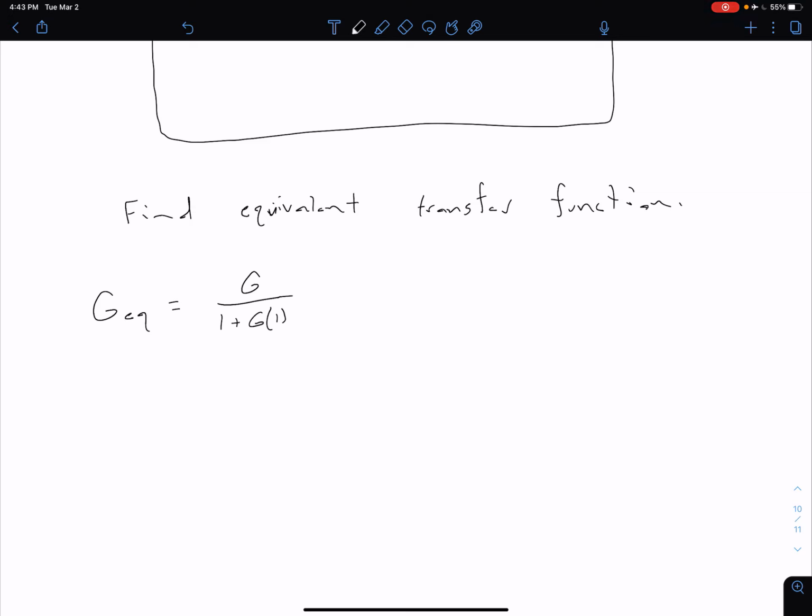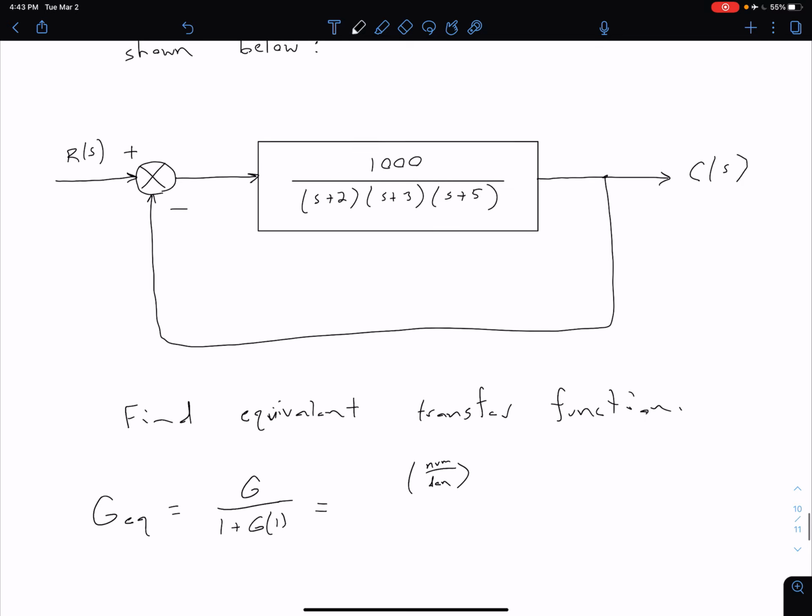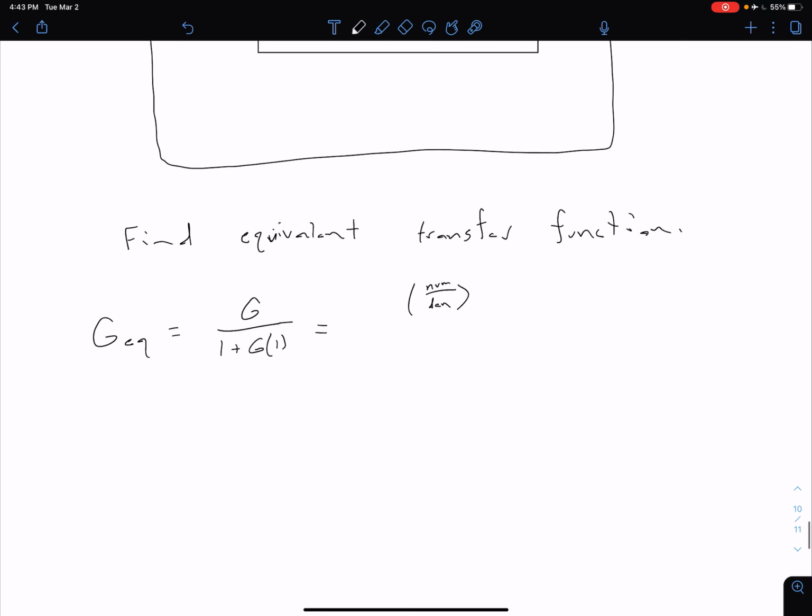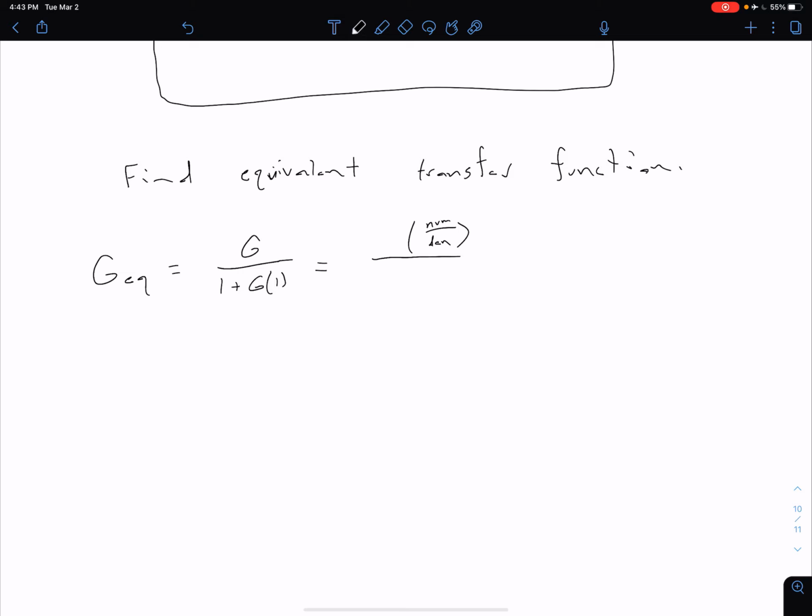So to make this a little simpler, because this is something we see often, of course our G is going to be some numerator and some denominator. So in this case, the numerator is 1000. The denominator is the product of those three polynomials. So we have that as our G.